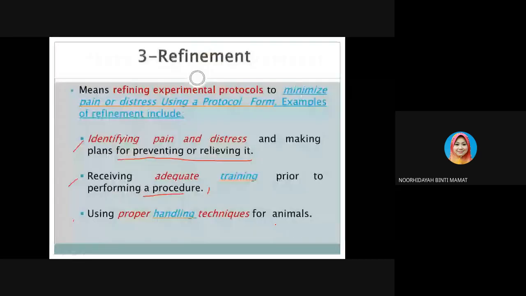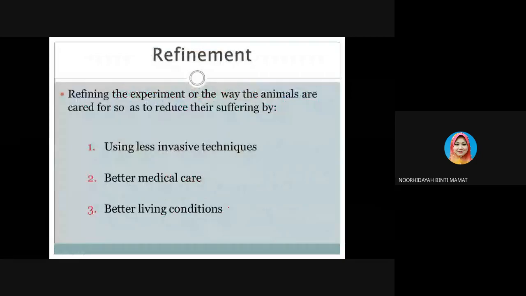So we refine the experiments or the way the animals are cared for so as to reduce their suffering by using less invasive techniques. Then we also can reduce the suffering by better medical care. And the third one, we can reduce animal suffering by better living conditions.